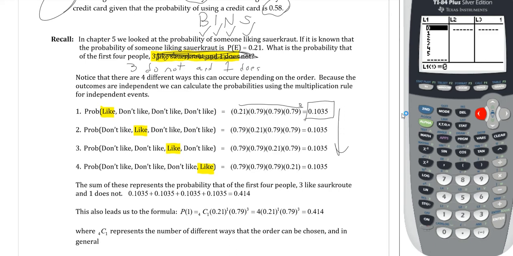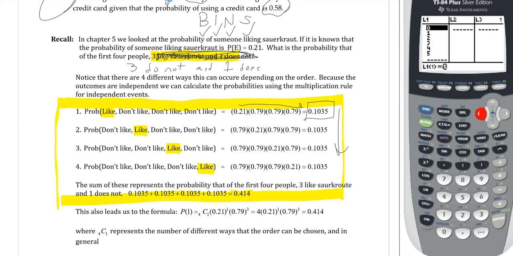However, what we needed to do was consider all 4 of those because they were technically 4 different outcomes that fall under the same event. We took all 4 of those, added them up, and we had a final answer of 0.414. Now, that took a lot of work. We had to consider all the 4 different situations, and we put them all down. So that took a lot of work.